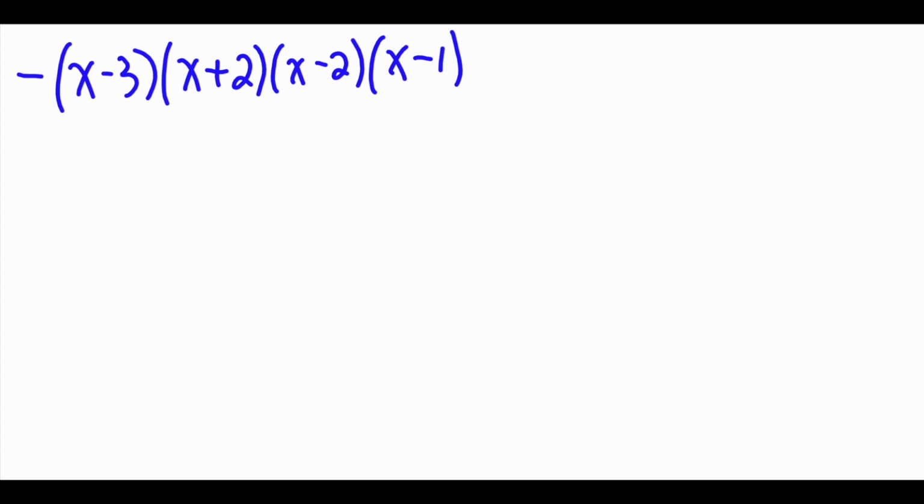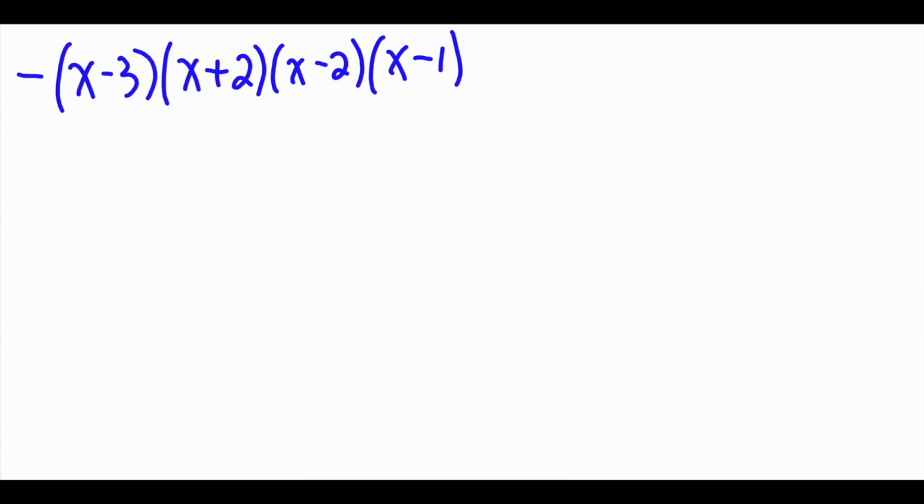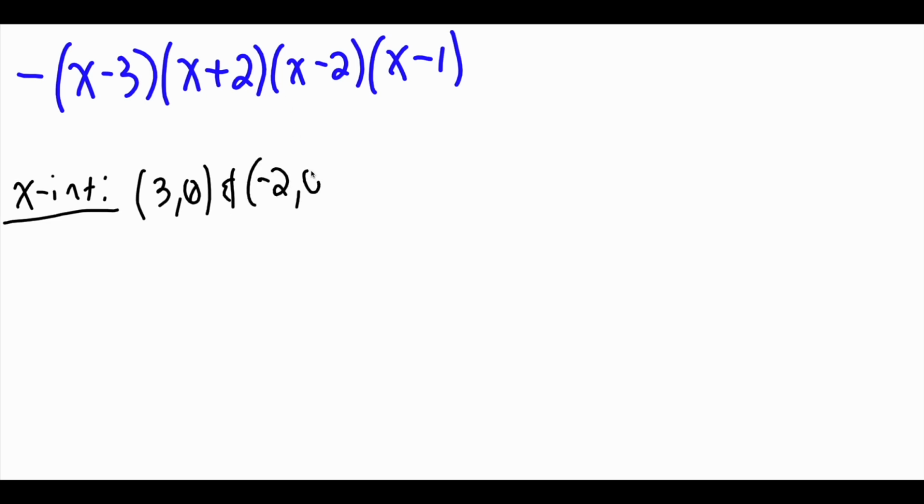So, all right, so let's go ahead and write all of our x, y intercepts and all that other good stuff. So x intercepts, again, what makes each of these 0? So this is a 3, 0. This one's a negative 2, 0. This one's a positive 2, 0. And this one's a 1, 0.